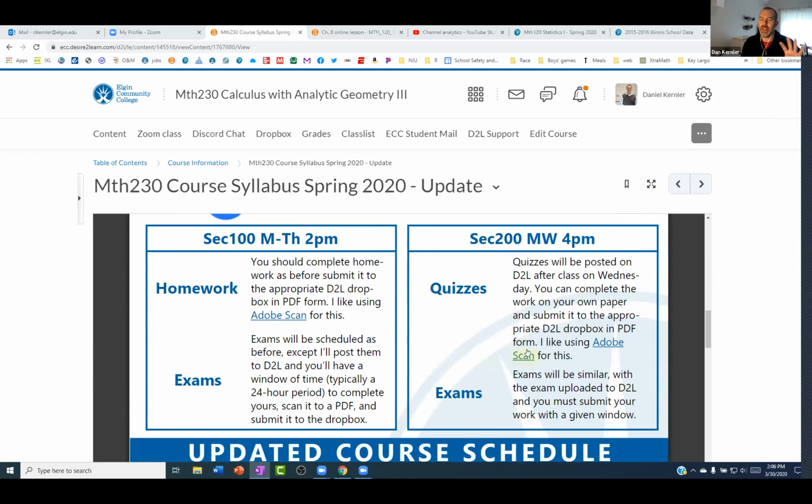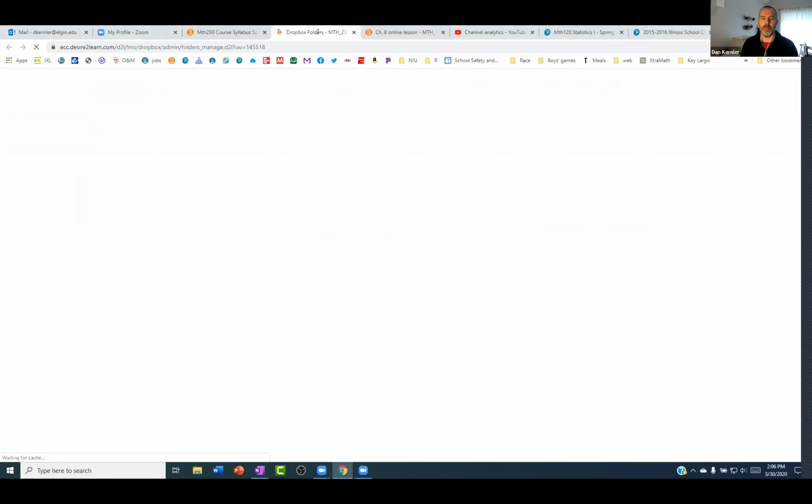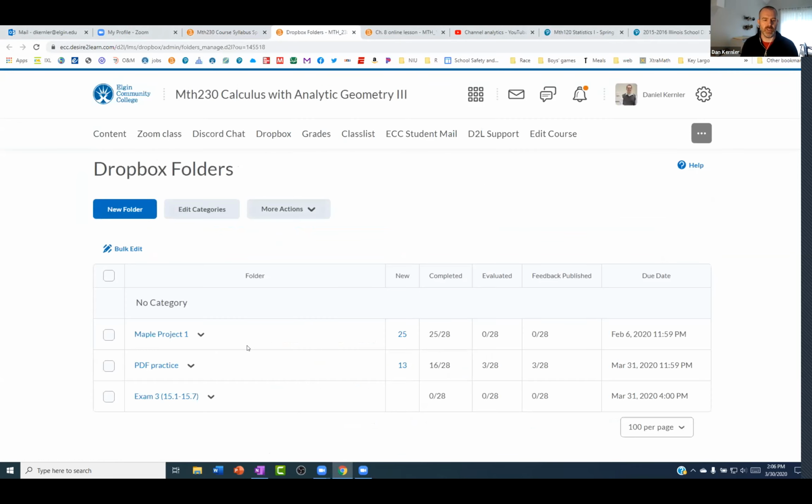And then the grading is different because I didn't want to change things. If you're in my 2 p.m. class, we're just going to keep doing homework once a week and then exams as scheduled. The homework, though, is going to be a little tedious because you're not turning it in on paper. The easiest way for me to grade it is to have it in PDF form. That's why I asked you to do this practice in the Dropbox, where you'll see there's a PDF practice. It looks like most people have done that.